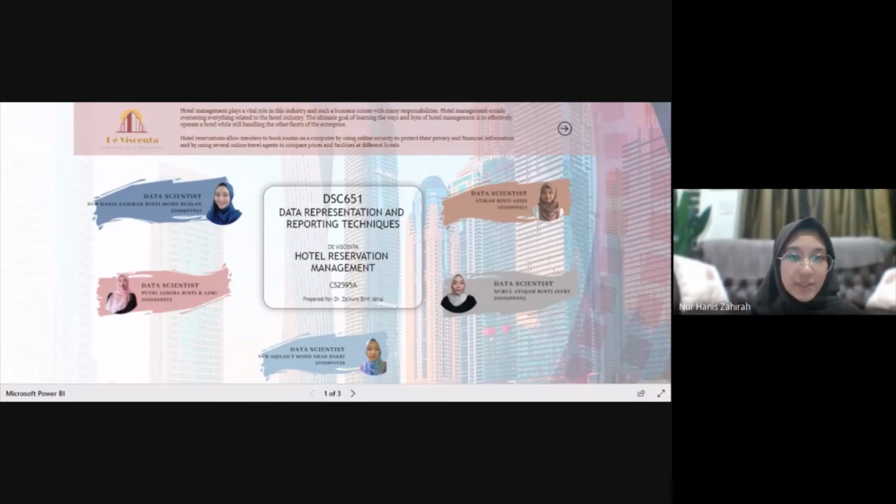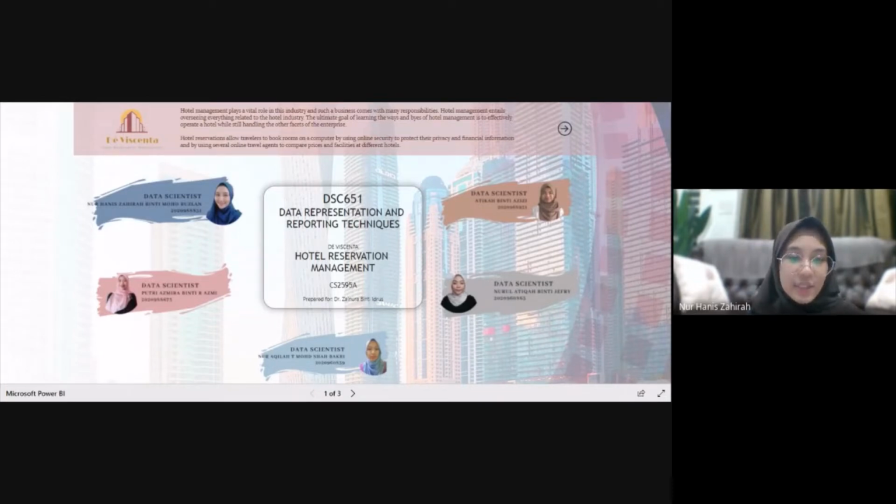First off, hotel reservation allows travelers to book rooms online, using online security to protect their privacy and financial information, and using several online travel agents to compare prices and facilities at different hotels. There are a lot of factors that contribute to customer attraction. One of the factors is the services offered by the hotel. Some customers may feel unsatisfied with the services. Customer dissatisfaction will lead to income loss for the hotel management and eventually will affect the hotel's reputation.